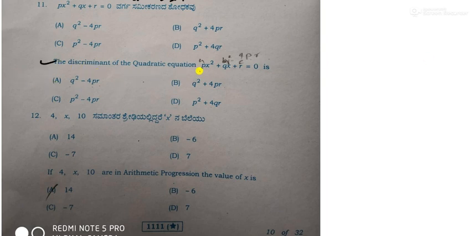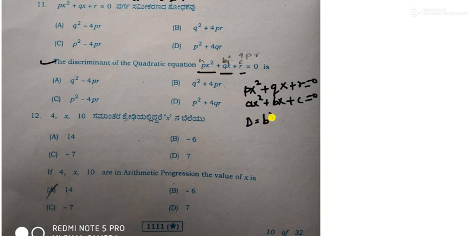Next is question number 11. The discriminant of the quadratic equation, this. So they have changed the equation, px square plus qx plus r equals 0. So just compare with ax square plus bx plus c equals 0. So what was the discriminant? It was b square minus 4ac. So in the place of b they have written q, in the place of a they have written p, in the place of c they have written r. So the formula becomes q square minus 4pr. Okay, so option number A.